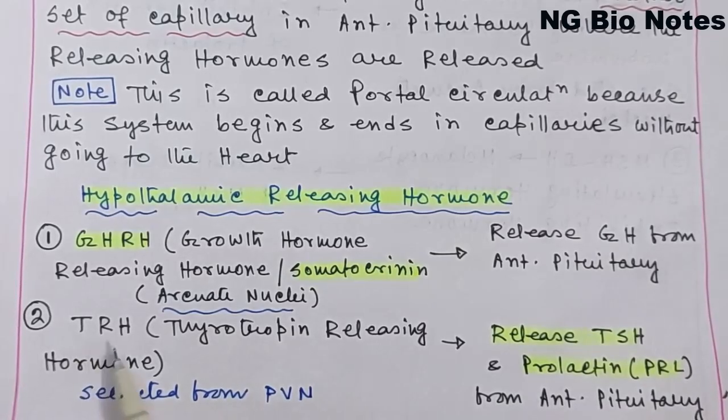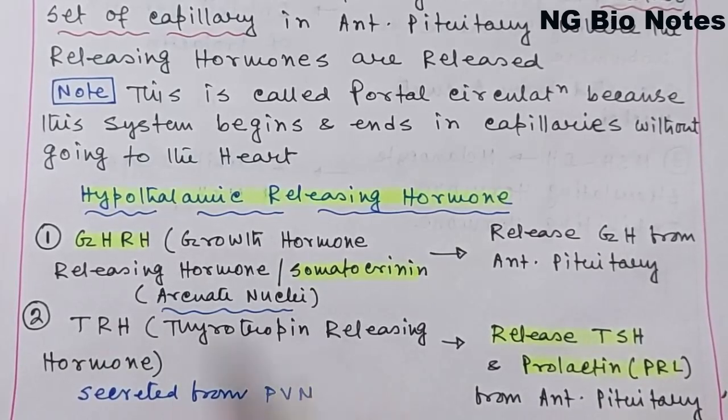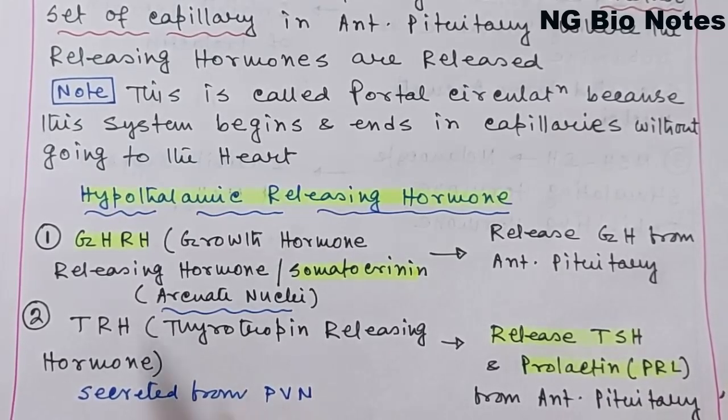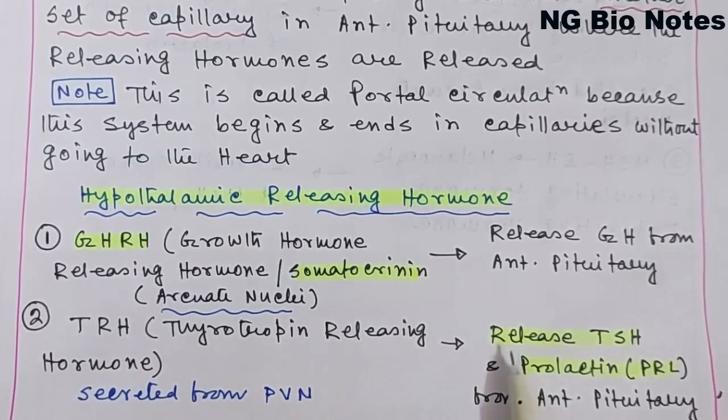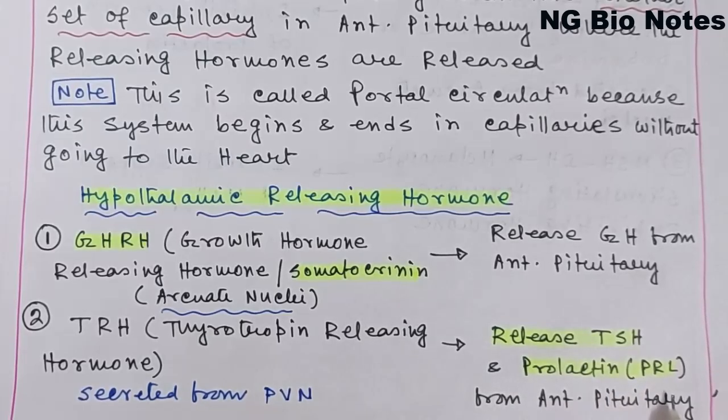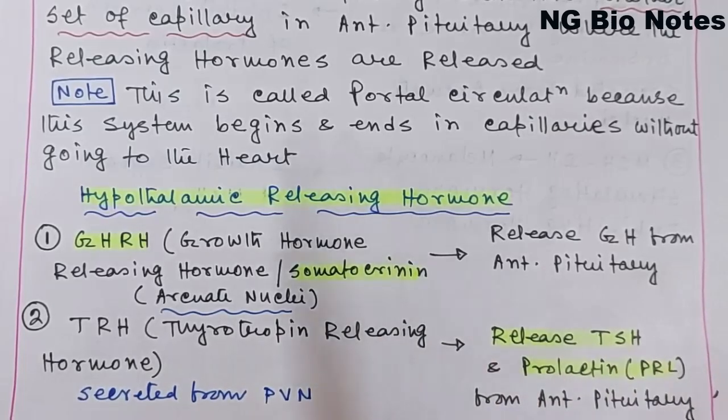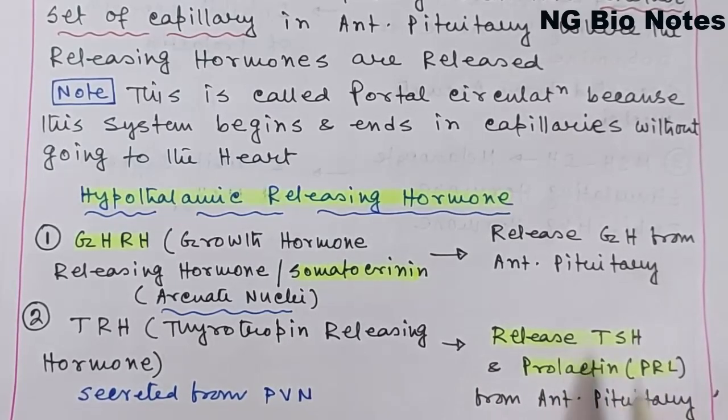The second releasing hormone is thyrotropin releasing hormone, secreted from the paraventricular nucleus. It activates the adenohypophysis to release thyroid stimulating hormone and also prolactin from the anterior pituitary. This is very, very important. So thyrotropin releasing hormone not only causes release of thyroid stimulating hormone, but also of prolactin hormone, which acts on our mammary gland to generate milk.